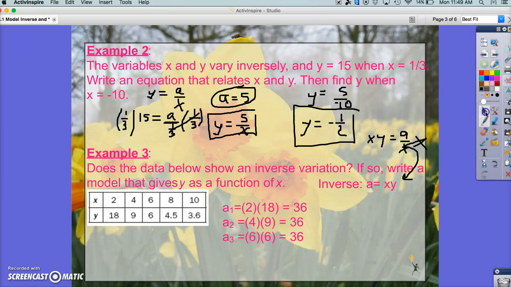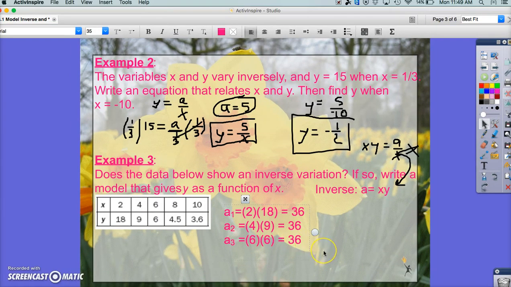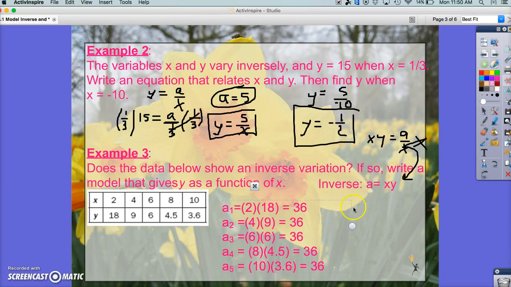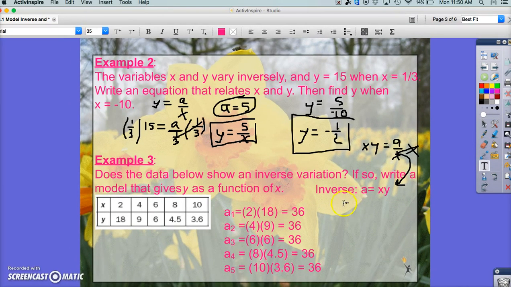All right. So let's keep going. A sub 4 equals 8 times 4.5. Then a sub 5. All right, so what do you notice? When we do inverse, we rearrange it to get a equals xy. Multiply each set together. You see that they all get the same number, right? So yes, this is an inverse.